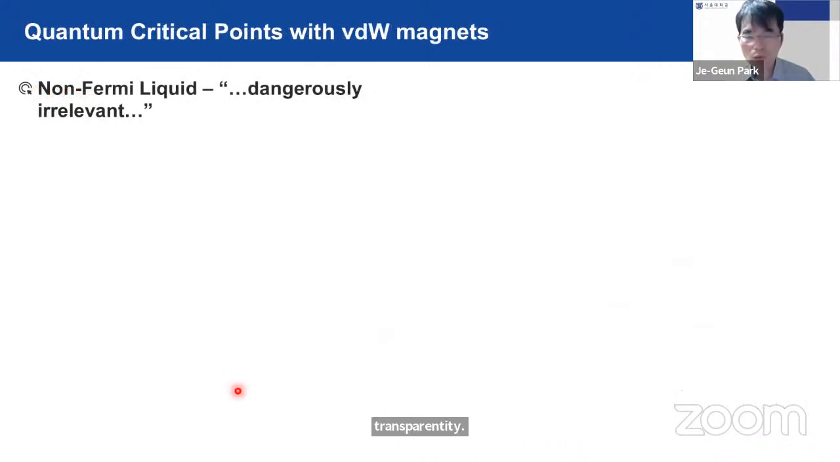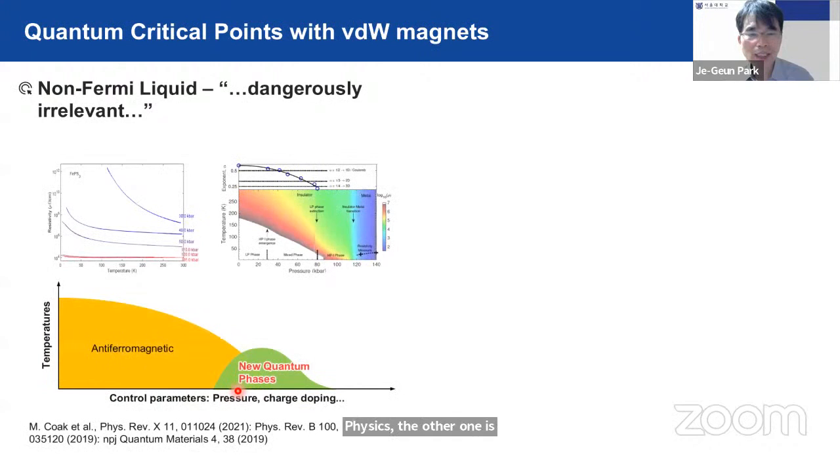The other one is quantum phenomena, and this is work we did with our collaborators in Cambridge, the group of Suchitra Sebastian, and the idea is very simple. If you have an antiferromagnetic material and apply pressure, then you can drive the system into new quantum regimes. This is a quite exciting possibility, although we don't have that much clear evidence of it.